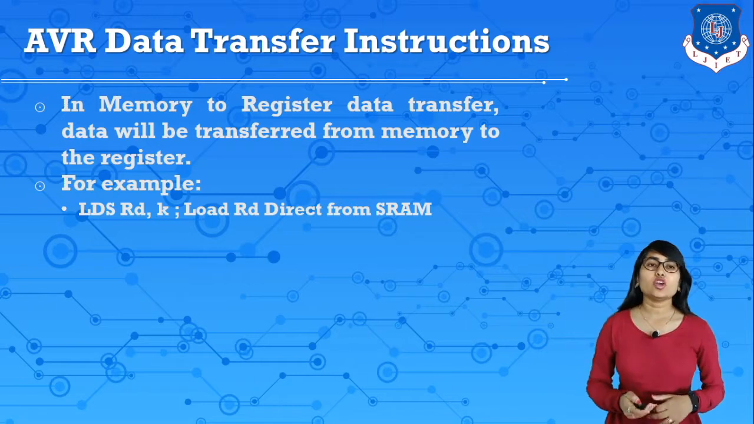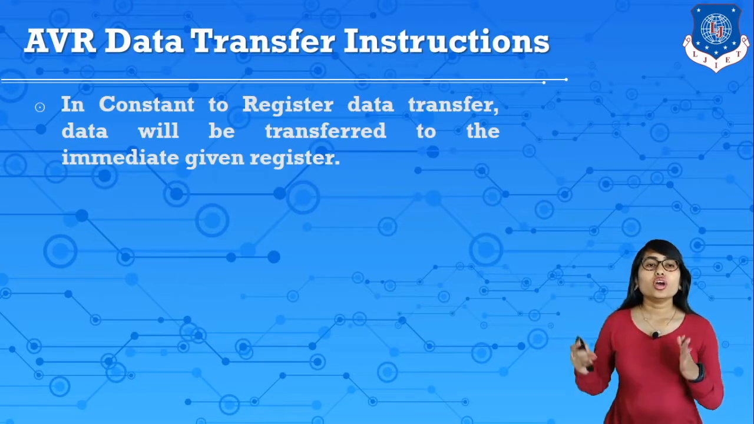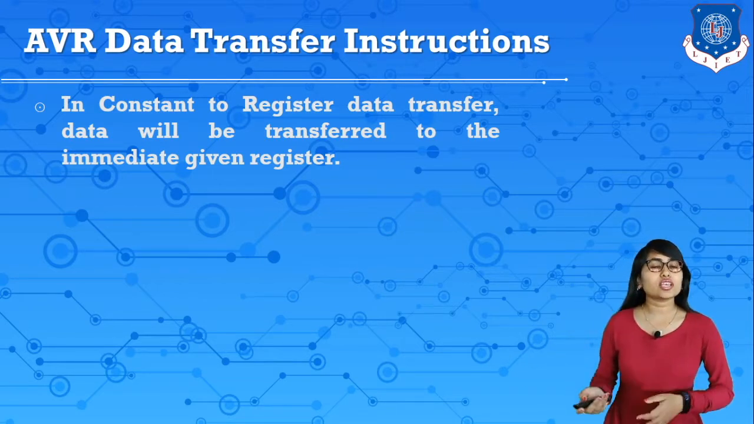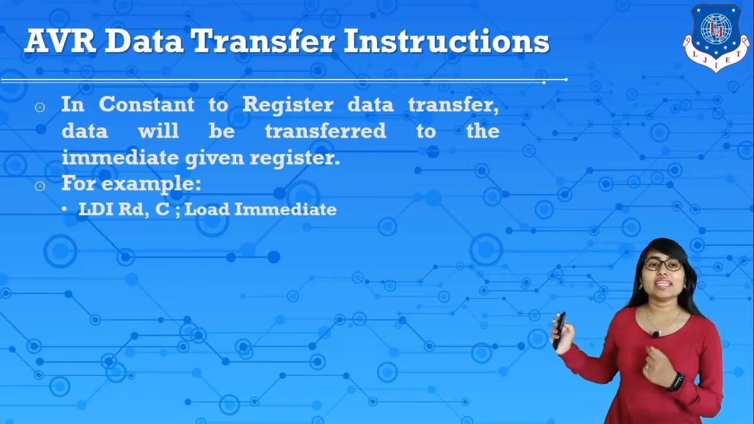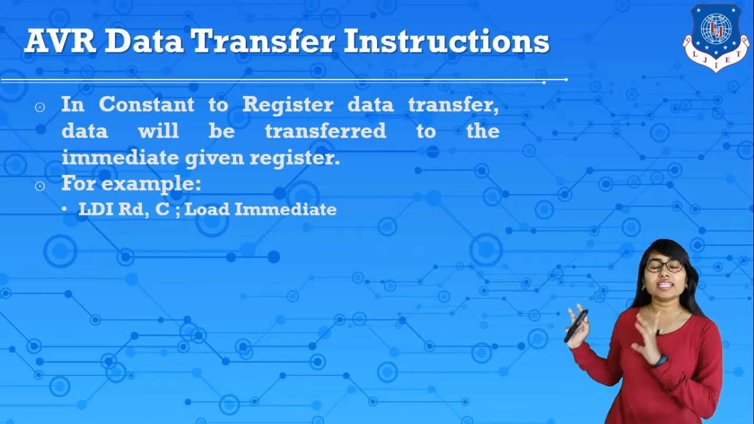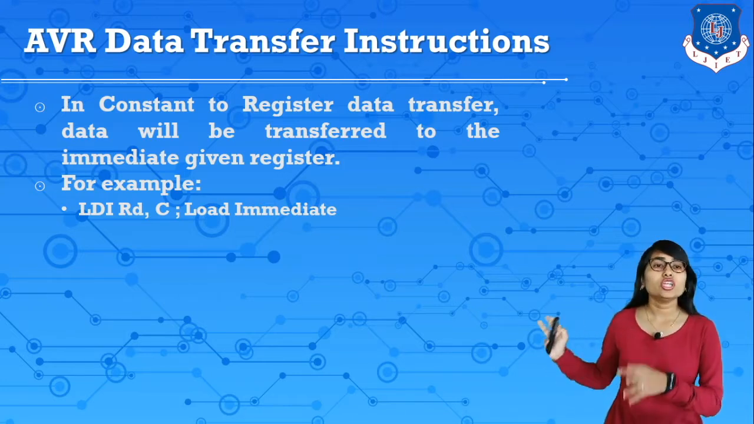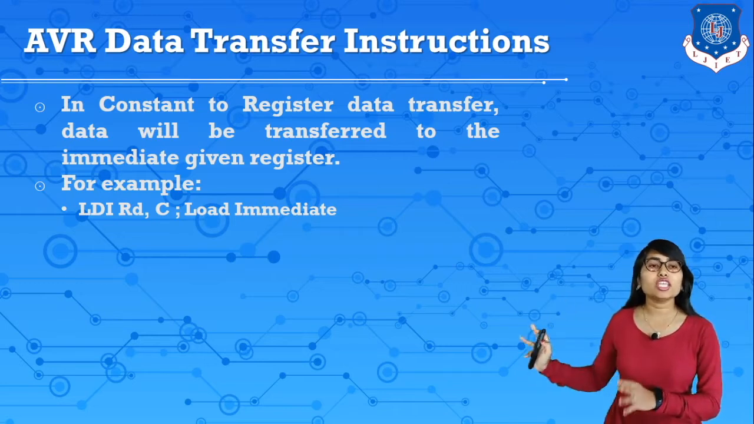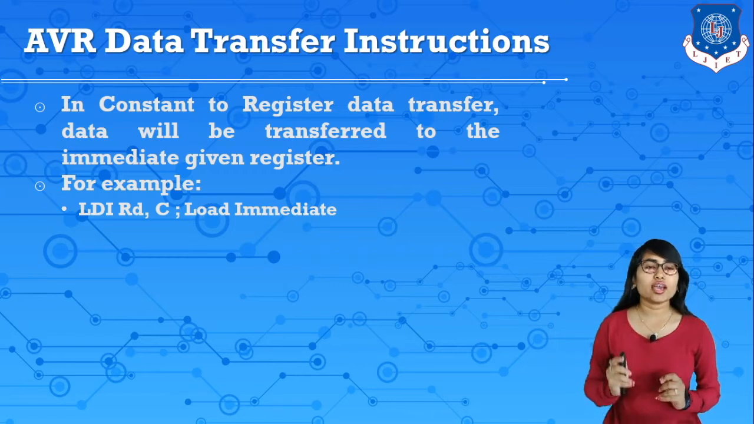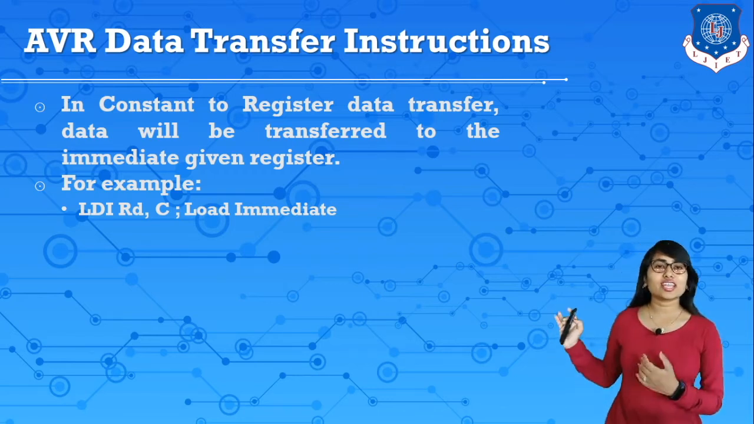Now next, there is constant to register data transfer. Data will be transferred to the given register immediately. For example, LDI, where I stands for immediate. Whatever the constant value is, for example 5, 16 and so on, that value is transferred into the register. So the constant value is transferred into the AVR register by means of the LDI instruction. So these are the data transfer instructions.